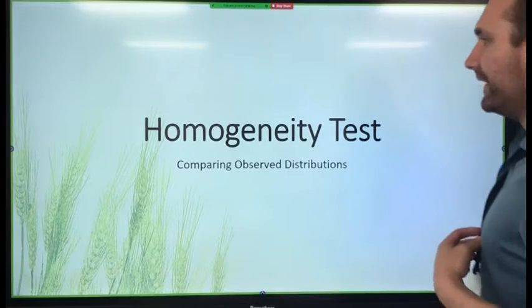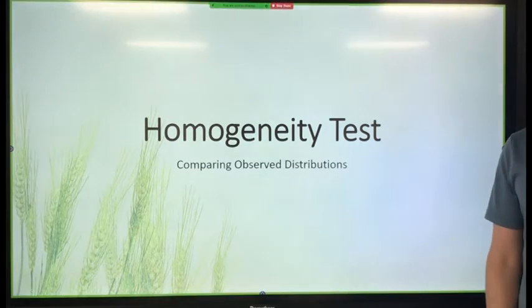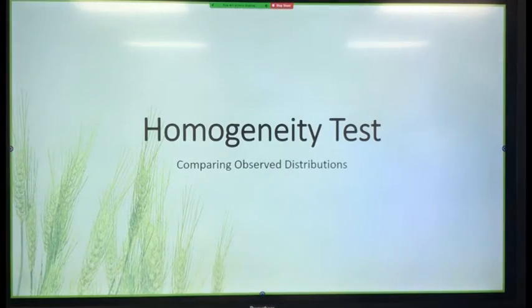Yesterday we looked at the goodness of fit. Today's test is the Homogeneity Test. Hope I'm saying that right. We're going to compare observed distributions.